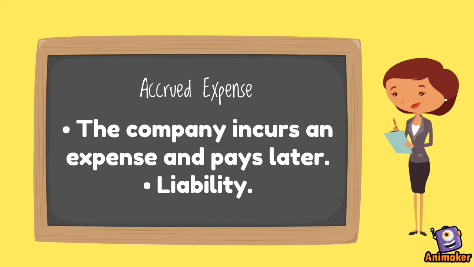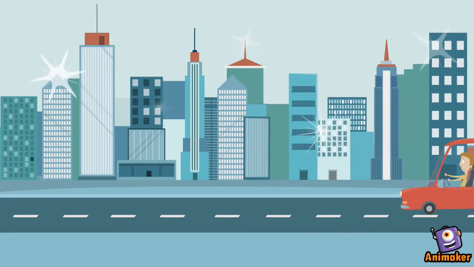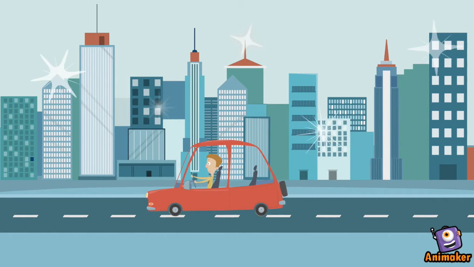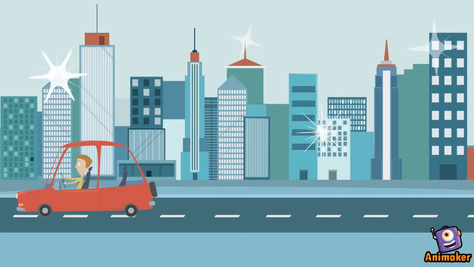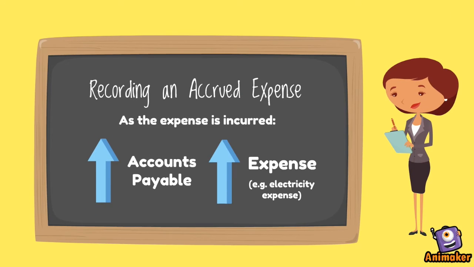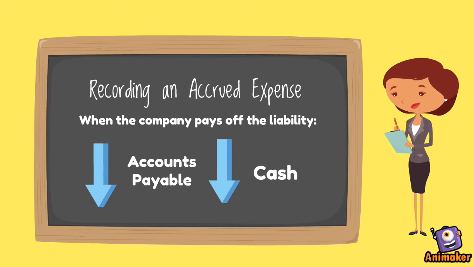Accrued expense is when the company incurs an expense before they pay it. For example, electricity expense. Companies use electricity and pay for it when they are billed at the end of the month. As the expense is incurred, accounts payable increases by the amount owed and the expense account increases by the amount used. When the company pays off the account, accounts payable and cash decrease.